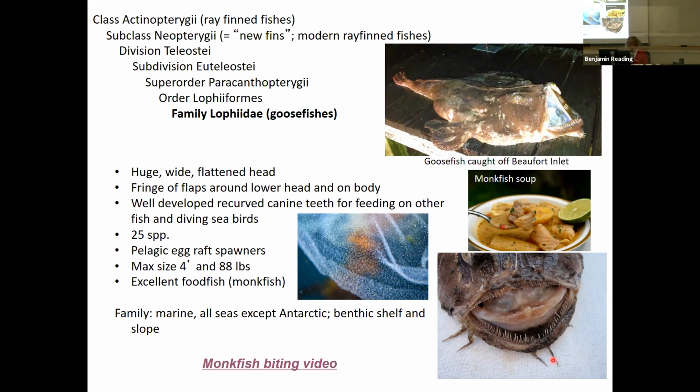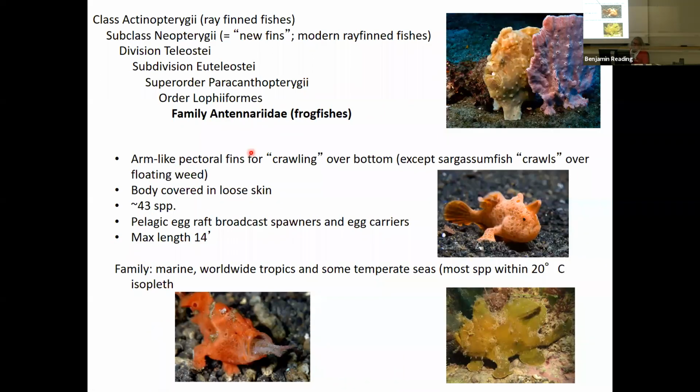So that is Lophiidae, family Lophiidae. Another group of odd fish, family Antennariidae. So I always remember this antenna. These things have these very large projections here on the head, these antennae. So Antennariidae. Arms are, the pectoral fins are arm-like. So they have their pectoral fins here and they literally crawl. They crawl around on the bottom of the ocean.